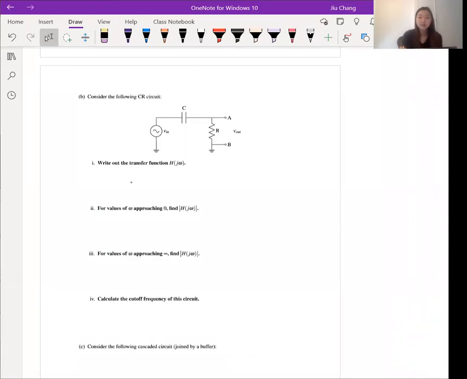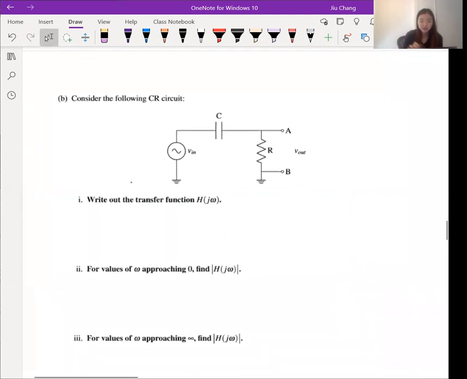For part B, we do a similar process. So now we have our capacitor and the resistor switched, and we will now see that it actually behaves very differently from the low pass filter. Okay, so now we want our transfer function. This is still a voltage divider, so we still use our equation.